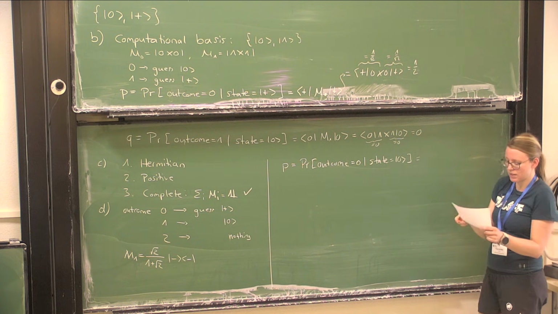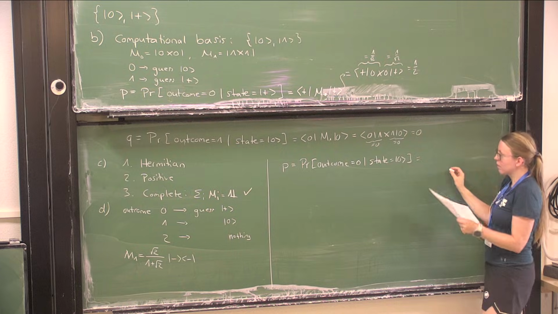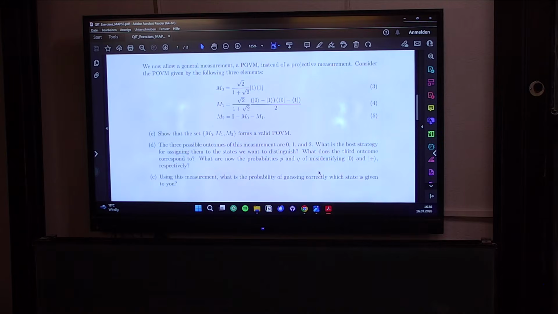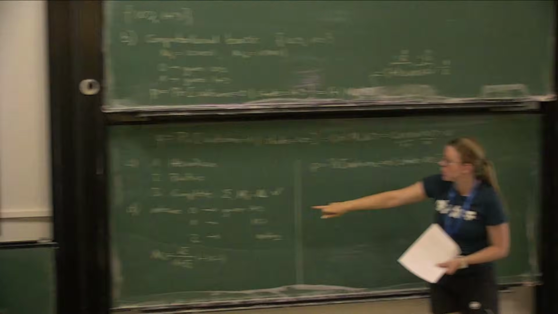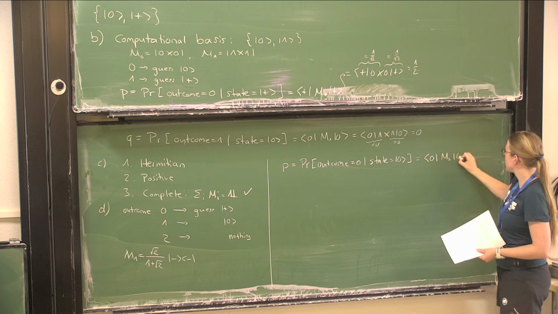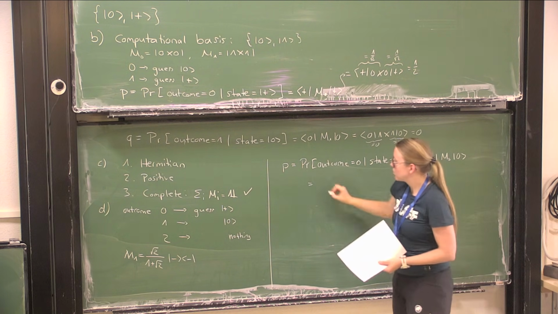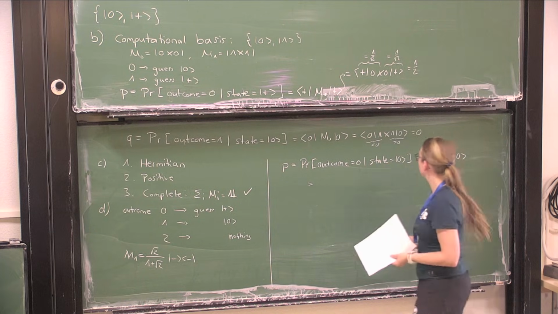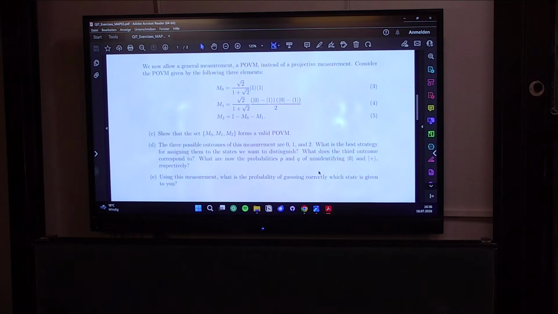And the way to calculate it is the same. We have a 0 state, and when the outcome is 0, our measurement operator is M0. If we use the formula and put that in, we get the prefactor and then the scalar product of 1 and 0. So these are all equal to 0. So this error is equal to 0. Very nice.